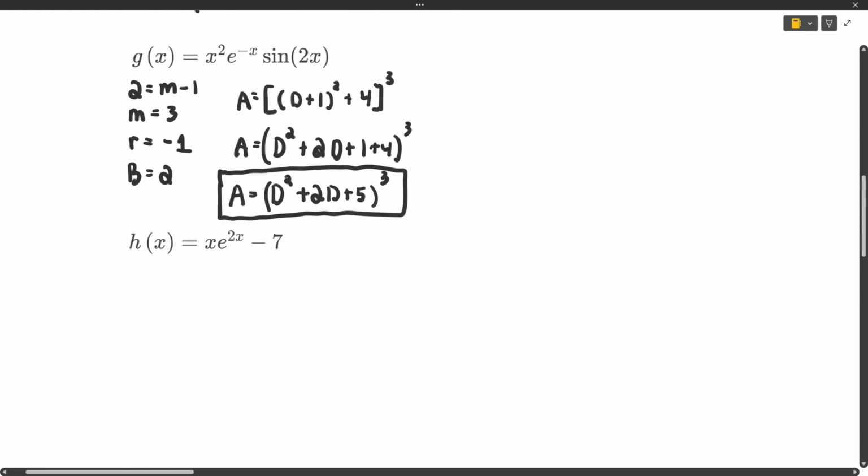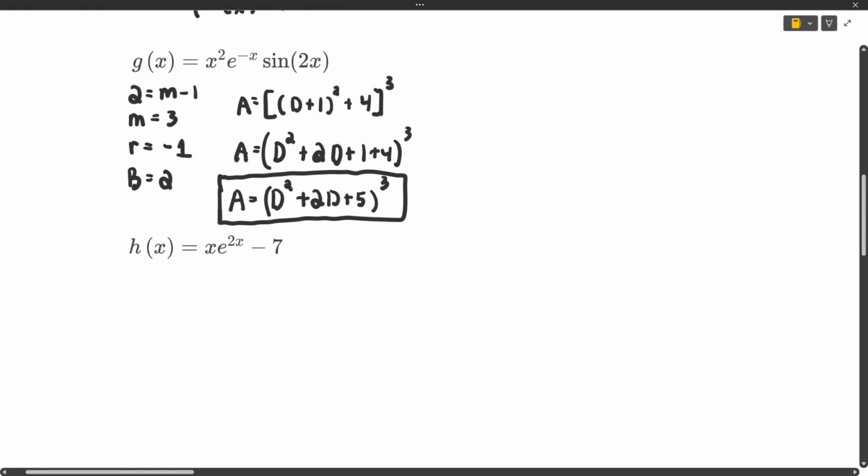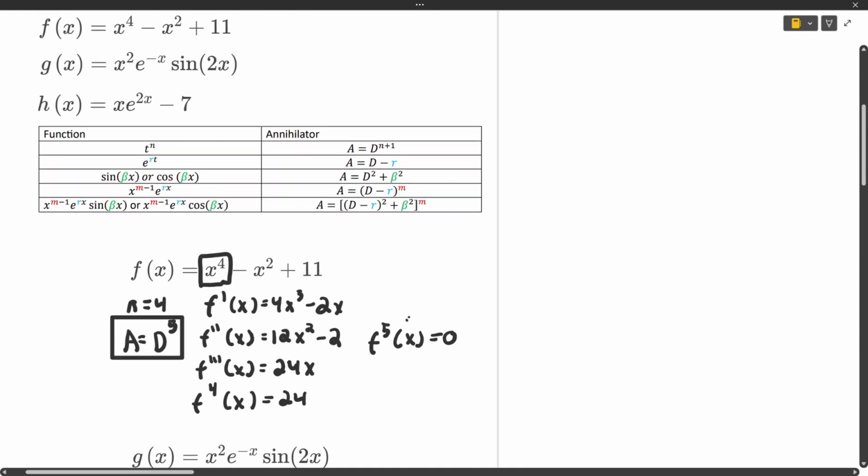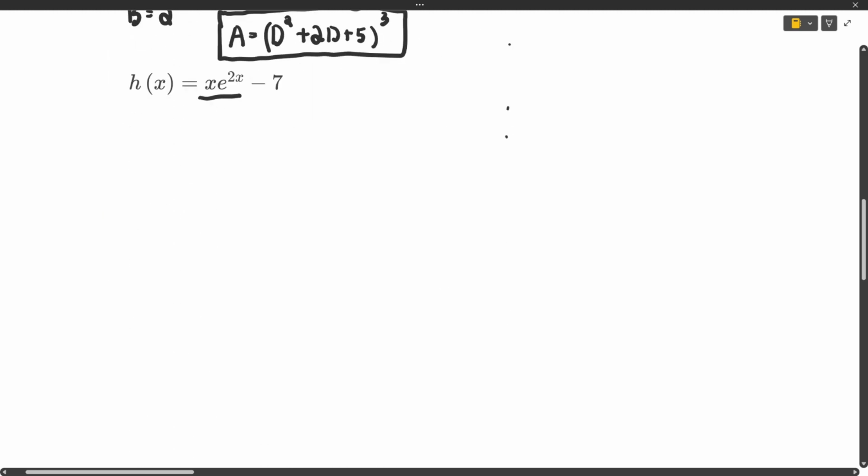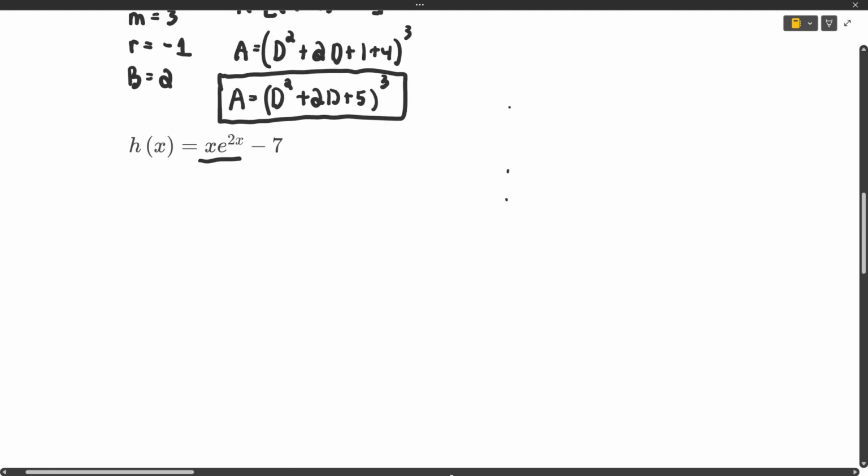Now, last but not least, this one may be a little bit more confusing than the rest. So this one looks very simple because we see, okay, well, this is x e to the 2x, which is something very similar to our fourth column. Or, well, when I count columns, I'm counting from t to the n. So we see x to the n minus 1 times e to the rx, which is this first part right here. So we see that that actually does work out for this one. However, it won't get rid of this negative 7 out here. So we need to find a way to do that.